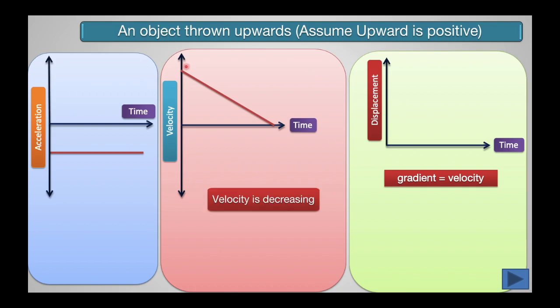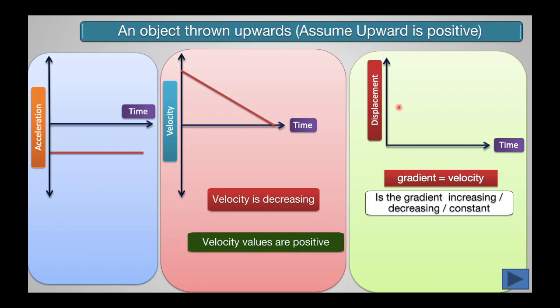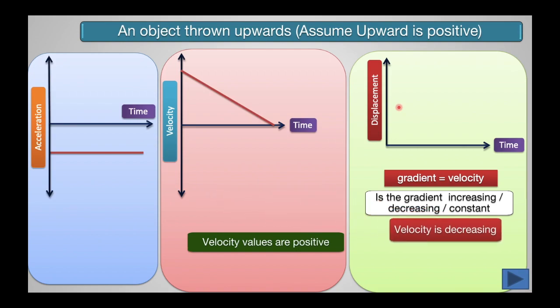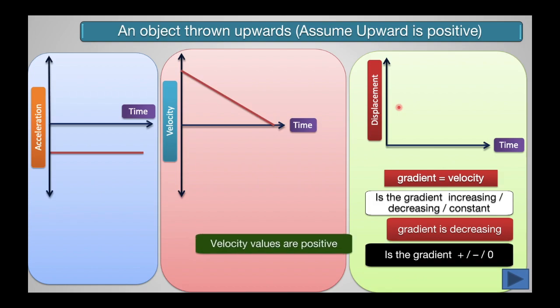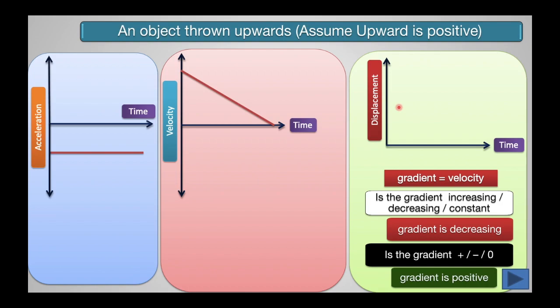Now the velocity is decreasing from a maximum value. It is decreasing. Is it positive or negative? The values are all positive. So I got the answers for two questions. The velocity is decreasing. I'm going to plot a decreasing gradient graph. So it should be a curve, and all the values should be positive. So gradient should be positive and gradient should be decreasing.